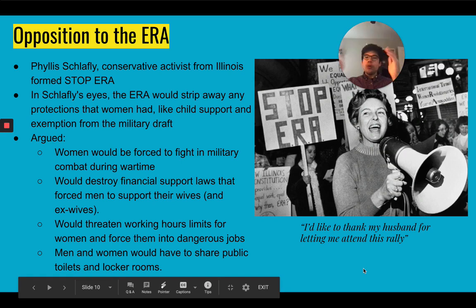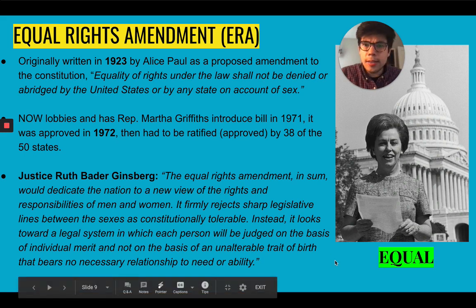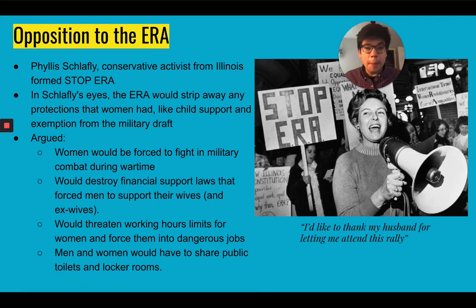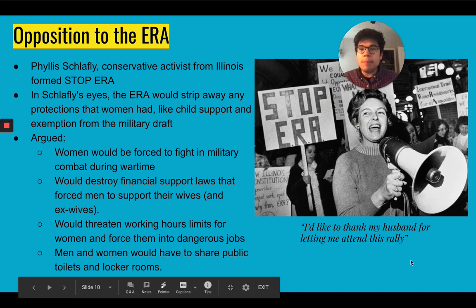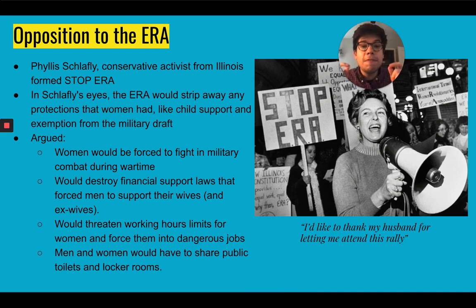Now, you might think, okay, who would be against this very simple equality of rights? Seems pretty straightforward. Well, we have the Stop ERA. This is the name of the group, Stop ERA, and it's headed up by a woman named Phyllis Schlafly. She is a conservative activist from Illinois, and she formed this group to stop the passage of the Equal Rights Amendment. So at this point, the Equal Rights Amendment has gotten approval from 30 of the 38 states that they need. That means just 8 states need to approve it.